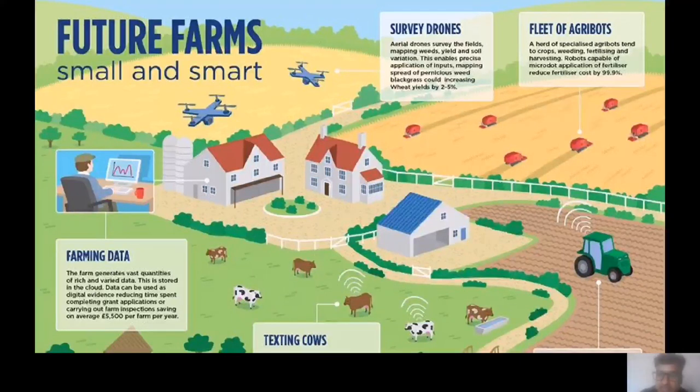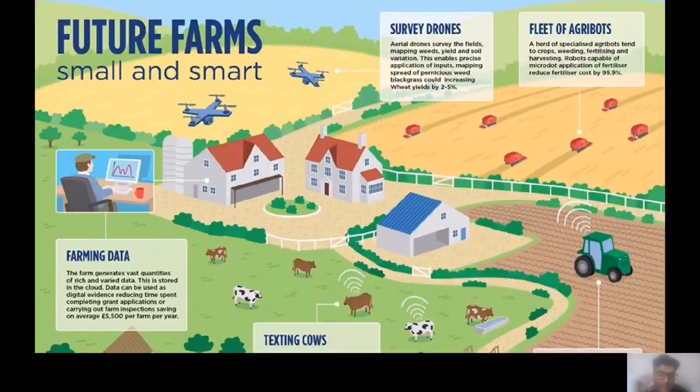Then a fleet of agribots. These agribots are used for providing fertilizers to the plants, and they use a technology called micro dot application of the fertilizer, which reduces the cost by 99.9%.